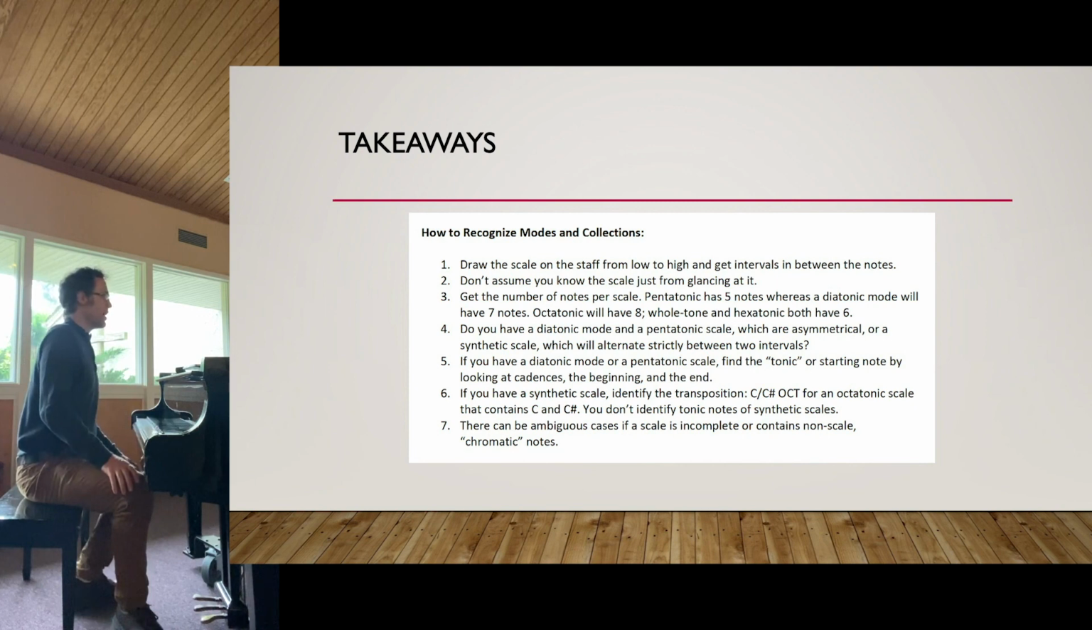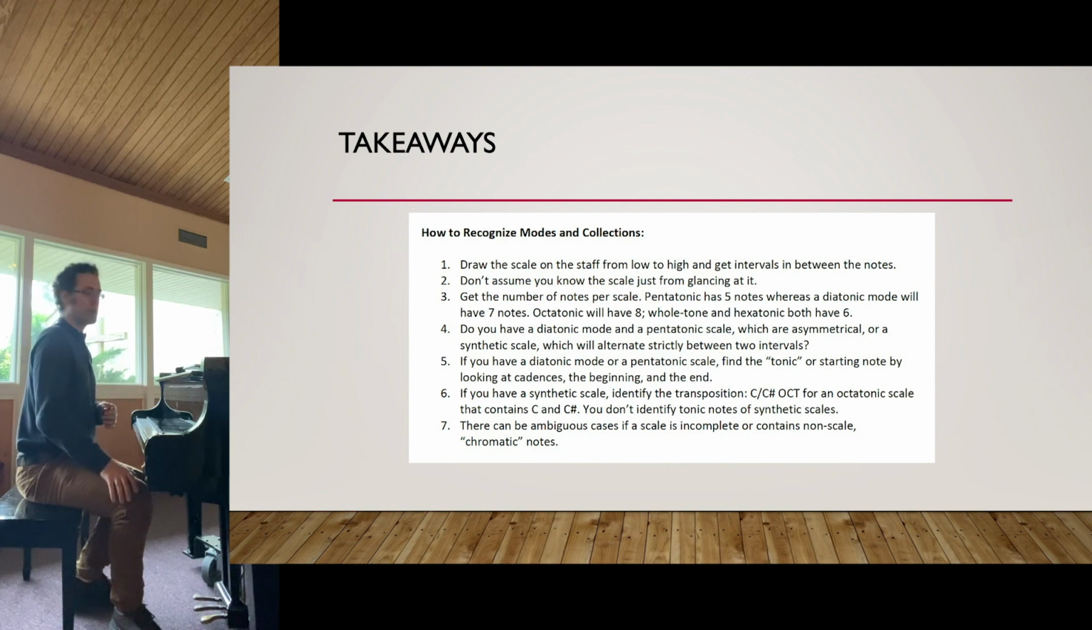If you have a diatonic mode and a pentatonic scale, and these are asymmetrical, or if you have a synthetic scale, think about, do we have just a sprinkling of half steps, but mostly whole steps, or are we alternating strictly between 2 intervals? Because if you're alternating between 2 intervals, there is no tonic, okay? But if it's a diatonic mode, like Ionian or major, you're only going to have your 2 half steps, but mostly whole steps, okay? If you do have a diatonic mode or a pentatonic scale, find the tonic based on the starting note of a passage or the ending note, okay?